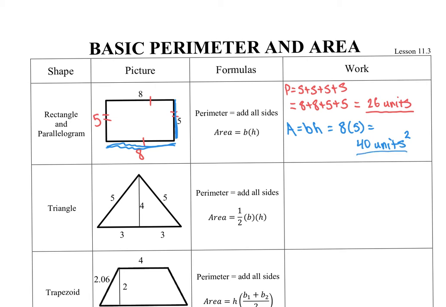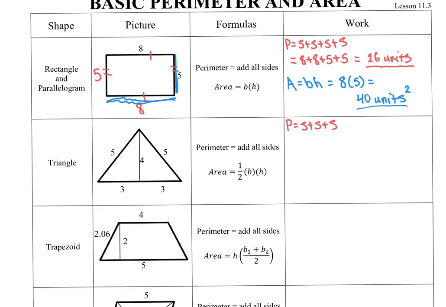Okay, let's move on to the triangle. So here we have a triangle, which means we're going to have 3 sides. So I have my perimeter, side plus side plus side. Now the only thing you've got to recognize here is that this piece from here to here is 3, and from here to here is 3, right? So when we combine these, we're going to have a total of 6 for that bottom side. So the perimeter is going to be 6 plus another side's 5, plus our final side is also 5. When you add all this together, you get 16. So our perimeter is 16 units.